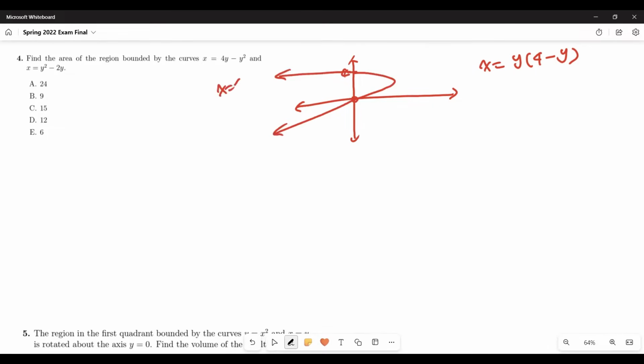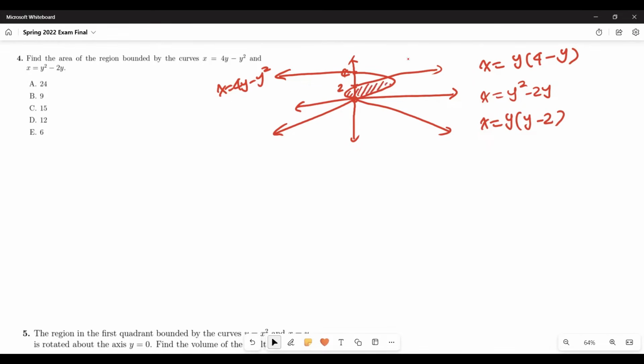For x equals y squared minus 2y, if you group it by y, then it becomes y times (y minus 2). So it's going to be 0 to 2. Oh, it's a little looking weird, okay, because it's half. 0 to 2, and looking like this. So the region is in between there. Oh wait, it's actually not in between there. It's like the entire region right there. I'm sorry. Okay, so like there.